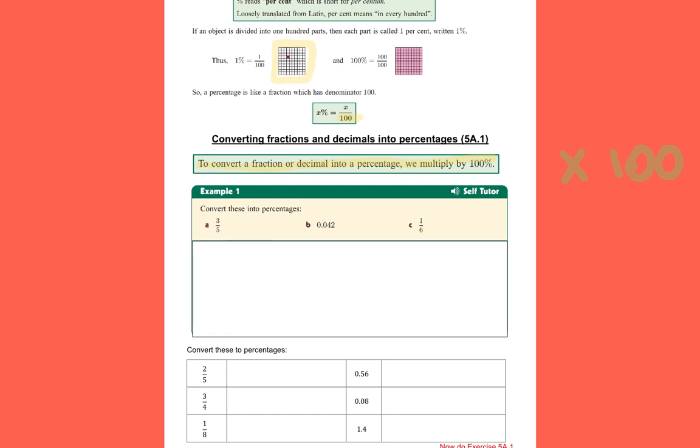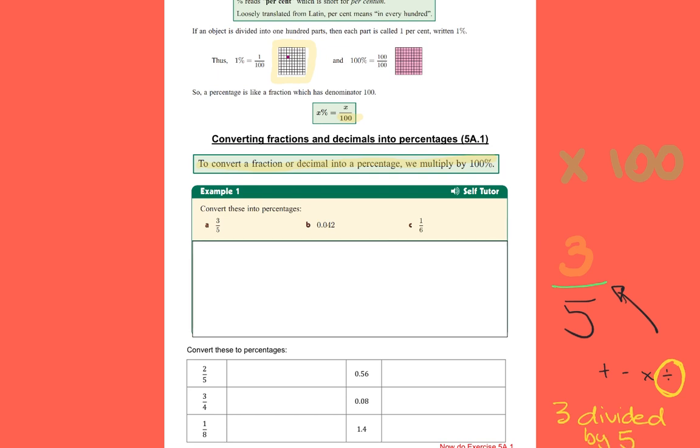3/5. So on our calculator, this line, 3 over 5, this line here is what symbol? Is it a plus? Is it a minus? Is it a times? Or is it a divide? It's a divide. So when we say 3/5, we're actually saying 3 divided by 5.